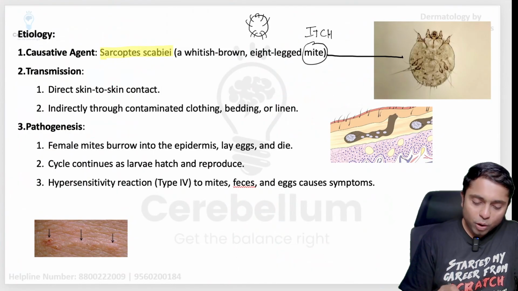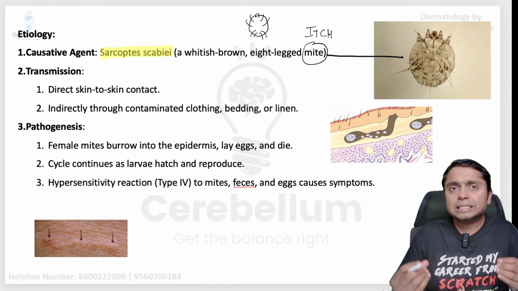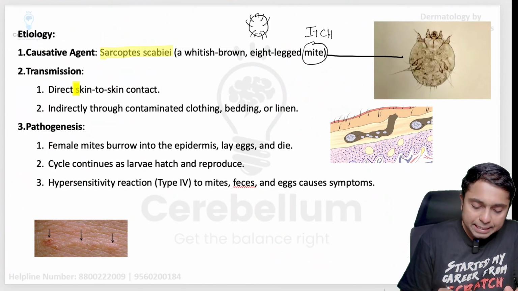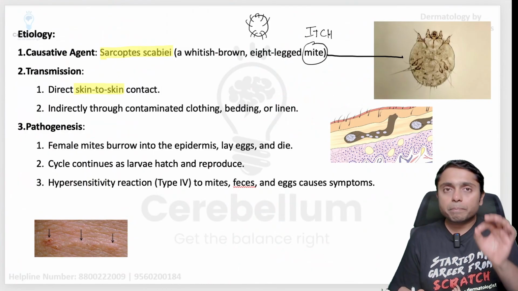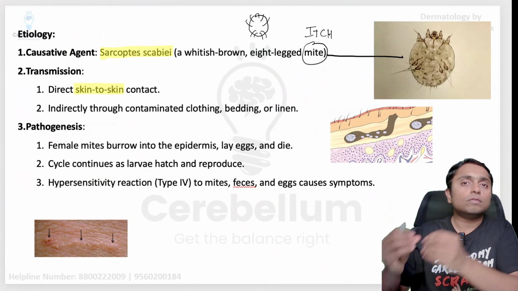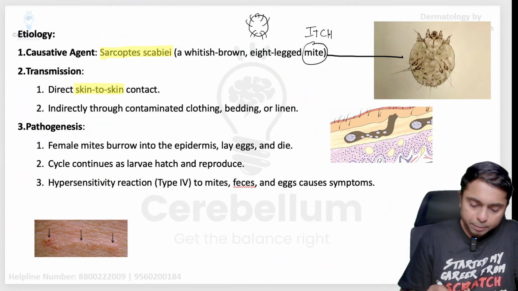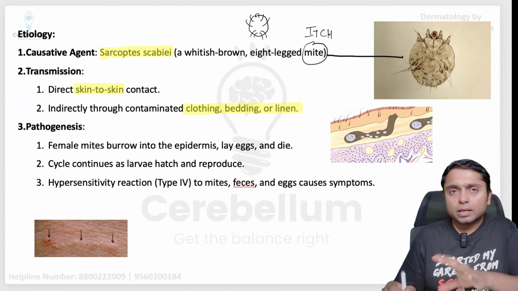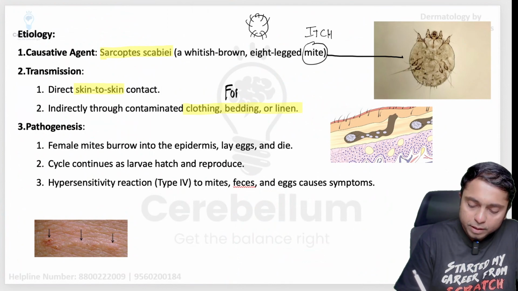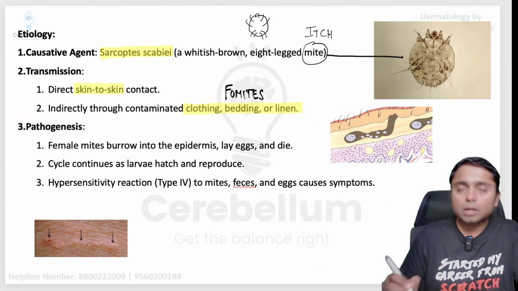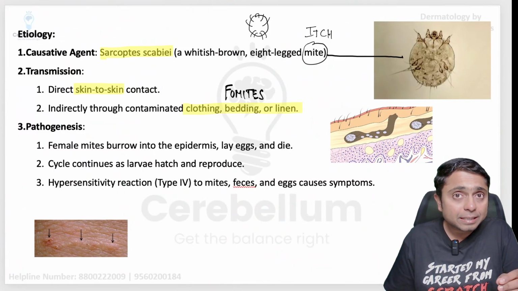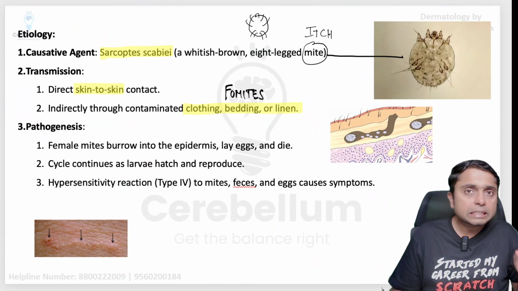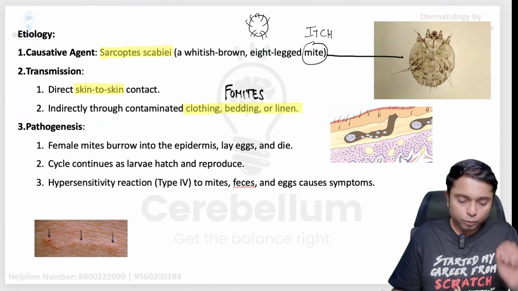Now, coming to transmission: how is scabies transmitted? Please remember, it is very important. Direct skin to skin contact is the major route of entry of this parasite from one person to another, and indirectly through clothing, bedding and linen. Put together, these are referred to as fomites. Inside the clothing, bedding and linen, this mite can survive for a period of 24 to 36 hours without food and water.